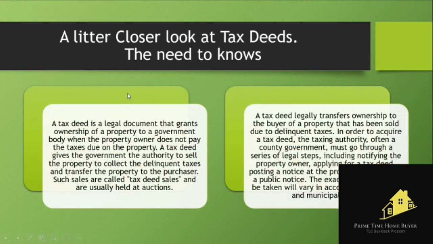A little closer look at tax deeds, the need to know. A tax deed is a legal document that grants ownership of the property to the government body when the property owner does not pay the taxes due on the property. A tax deed gives the government the authority to sell the property to collect the delinquent taxes and transfer the property to the purchaser. Such sales are called tax deed sales and are usually held at an auction. A tax deed legally transfers ownership to the buyer of the property that has been sold due to delinquent taxes.